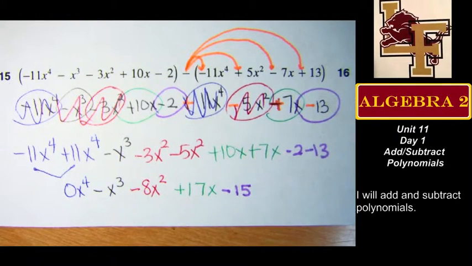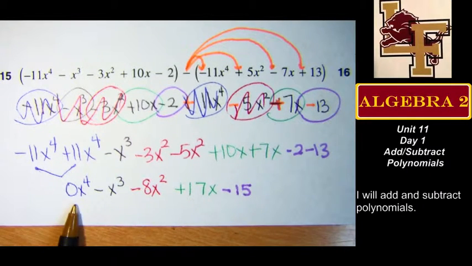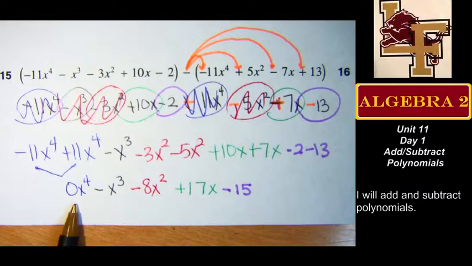Do I need to write 0x to the 4th? No. Why not? Wait, actually you do. Because if you don't, it would be like 1x. Okay. Do I need to write this term? And she said no. She said yes because if you don't put it, it's going to be 1. If I don't put it there, it has to be a 1.